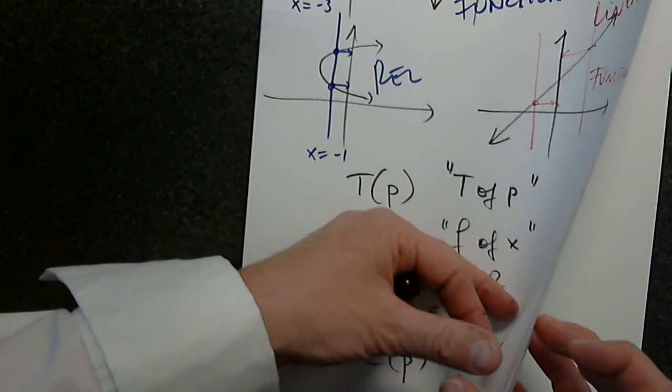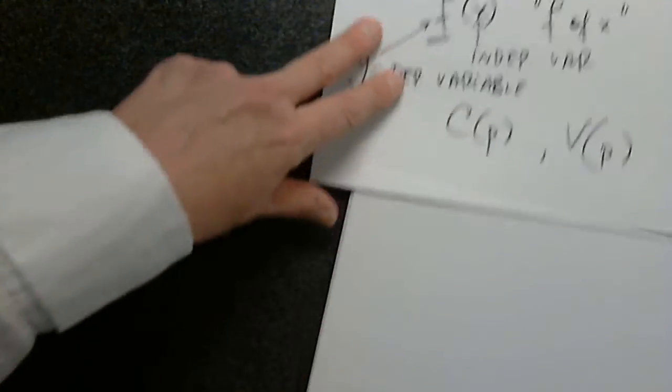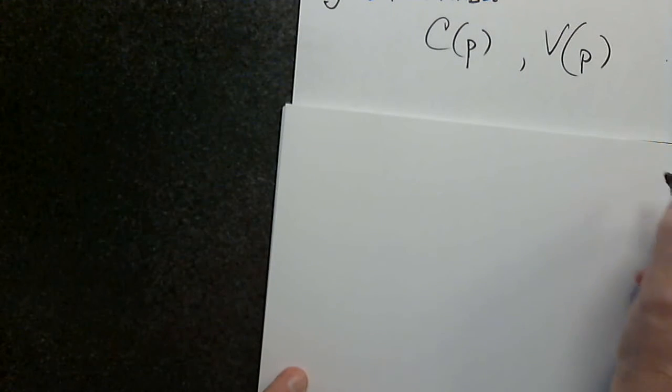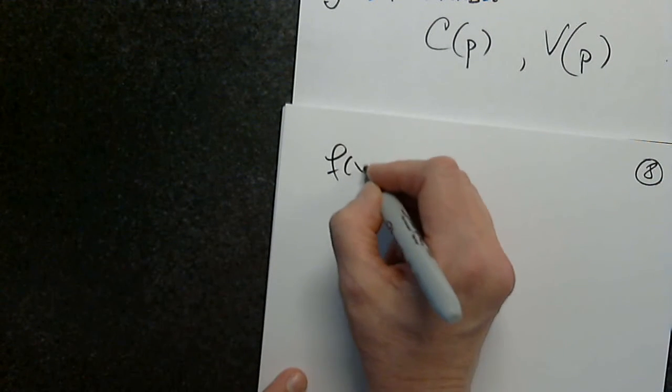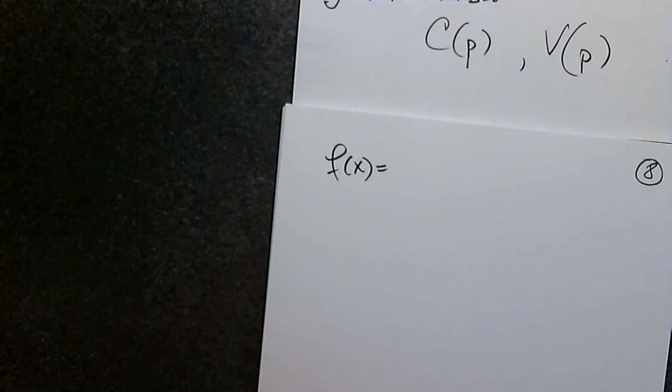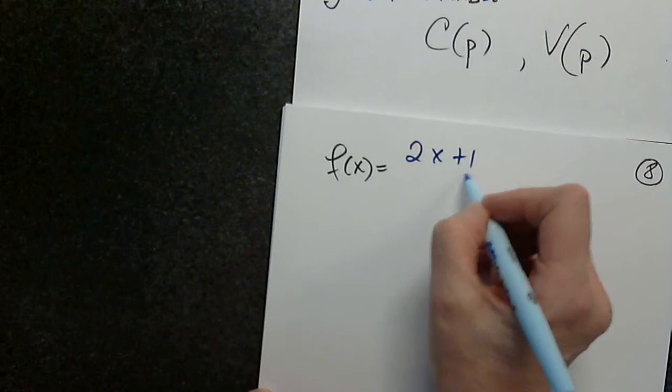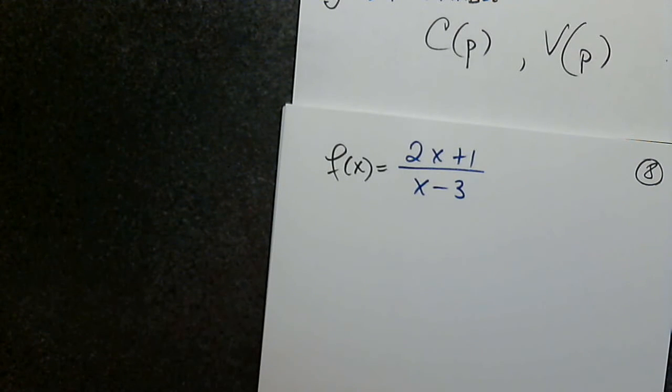Okay, how do we evaluate a function? So can anyone give us a quadratic function or a rational function or any function you want? Can anyone make up a function? Any function, so we can talk about it. Okay, I'll make one up. Let's say 2x plus 1 over x minus 3. What type of function is this?